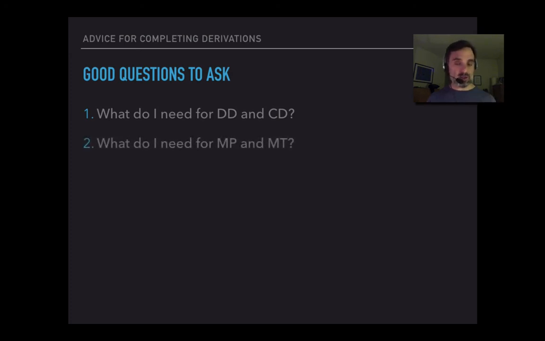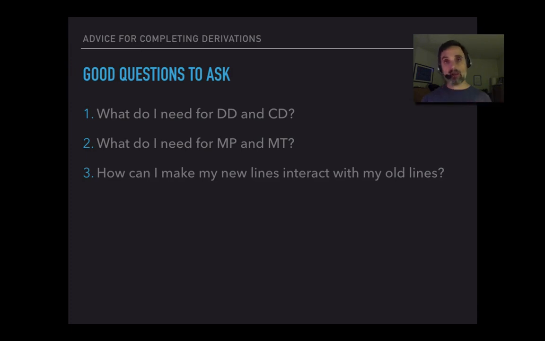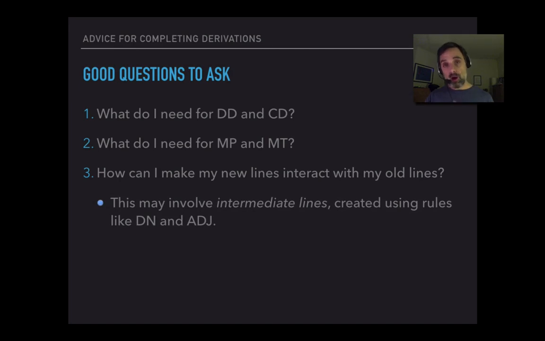Then you need to ask yourself, well, what do I need for modus ponens and modus tollens with the conditionals I've already got? And when you get new lines, then you need to ask, how do they interact with my old lines? Do they interact immediately? Can I immediately apply modus tollens or modus ponens to my new line and some of my old lines? Or do I need to do this intermediate line thing, where I do some manipulation to my old lines or new lines before I then get to apply modus ponens or modus tollens?